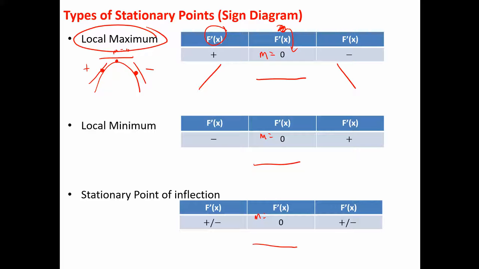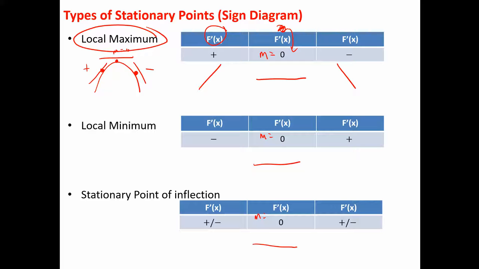For the very turning point? Yep. Right at that point, the very top or the very bottom, the gradient is 0. But everywhere else, before or after, it should be either negative or positive.